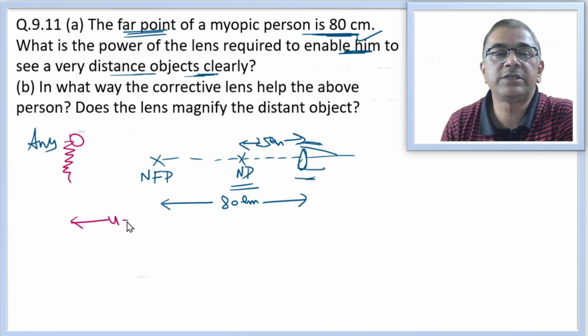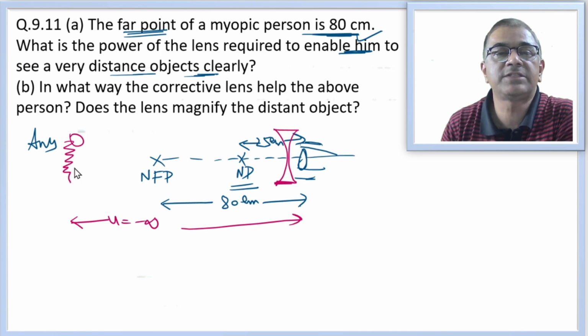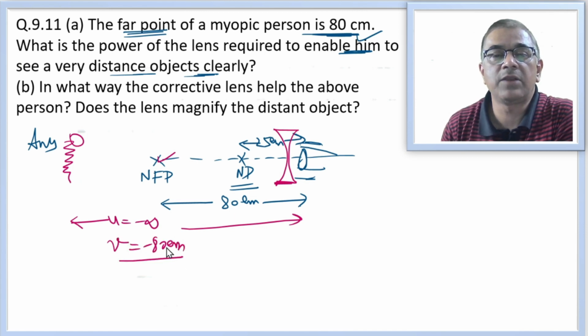So u is equal to minus infinity, and the person will be able to see this object provided he uses the corrective lens. Is that right? And what will this corrective lens do? This corrective lens will make the image of this object at the new far point. Is that right? So v over here is minus 80 centimeter. Calculate the focal length using the lens formula.